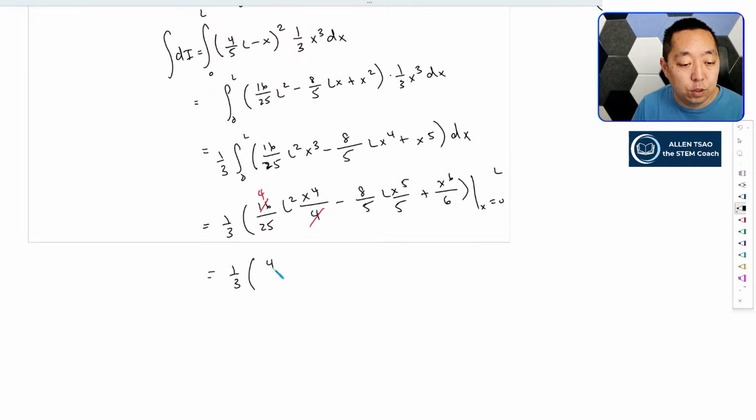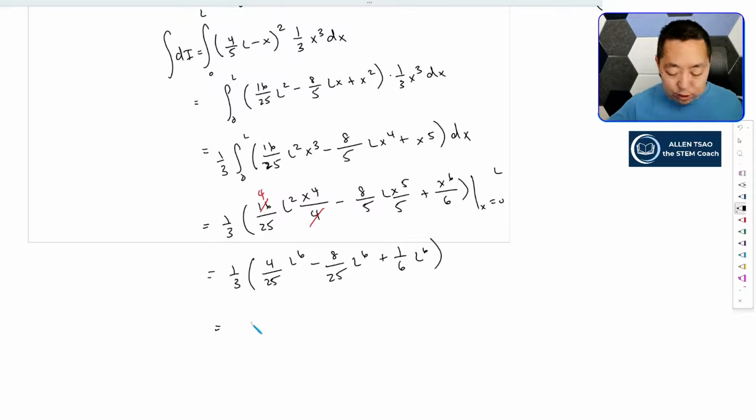Okay, so then we'll have 4/25 L to the 4th times L squared is L to the 6th. And then minus 8 over 25, 5 times 5 is 25, L times L to the 5th is going to be L to the 6th also. And then plus 1/6 L to the 6th. Okay, and then when you plug in 0, you just get 0. So then let's just use a calculator. This is going to be 1 over 3 times 4 over 25 minus 8 over 25 plus 1 over 6. And I get 1 over 450 L to the 6th.